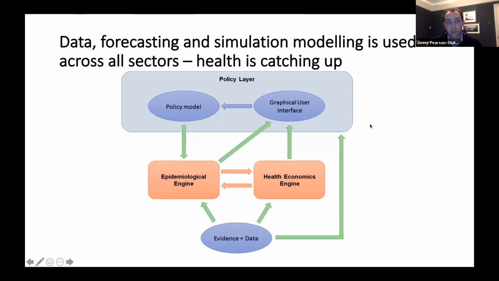As I say, data forecasting and simulation modelling has been used in all sectors, and health is gradually catching up. But one example, up at the University of Liverpool, working with their local council and NHS partners, developed a specific policy model. So importantly, that has the epidemiological engine, which has all the data about the local population.